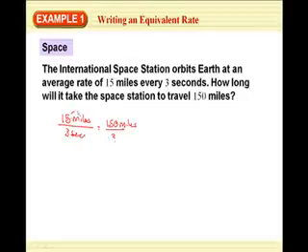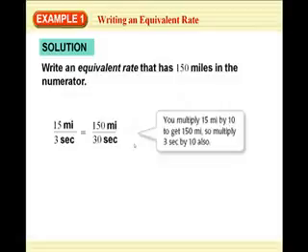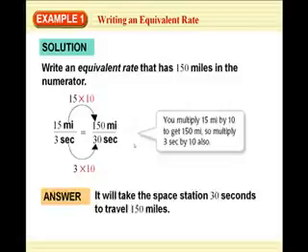I look at this and say, what do I do to 15 to get 150? I times it by 10. So what do you do to 3? Since you do the same thing to the top and the bottom, it would take 30 seconds to go 150 miles. So basically you're just writing out two rates, you're missing one thing, and you're putting the numbers into the correct places. And here they're explaining they're doing the same thing I just did.